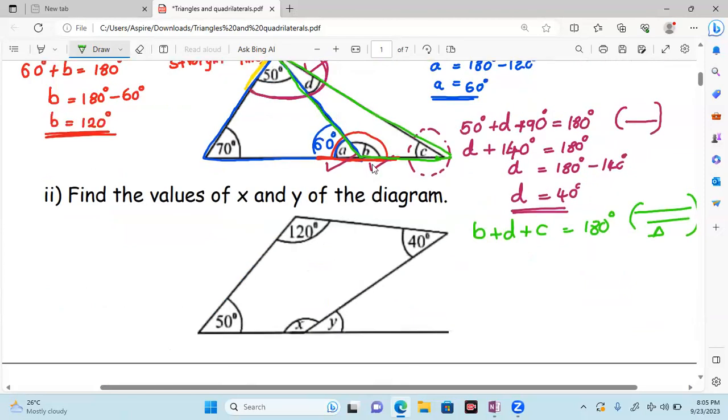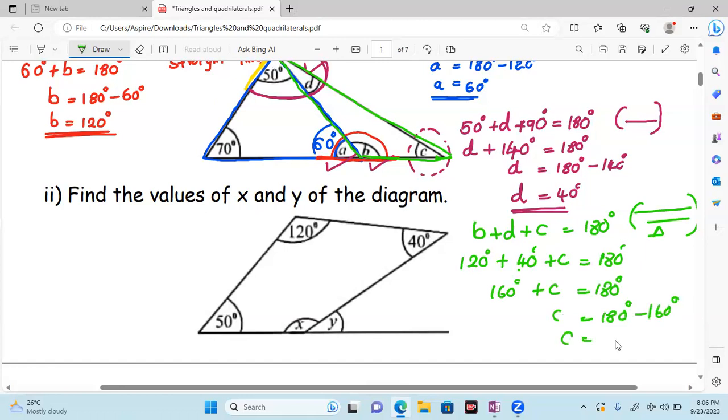Now we have found the value of B and D already. B is 180, D is 40. Then we have to find the value of C. So we have to subtract; here it is 160. Then C is equal to 180 subtract 160. Then C is equal to 20 degrees.